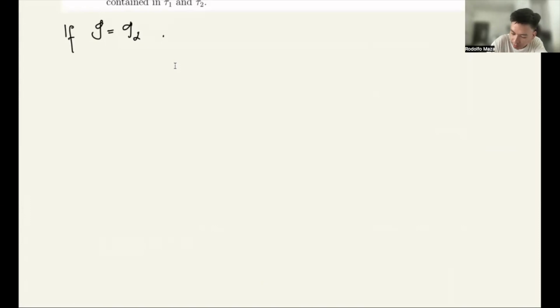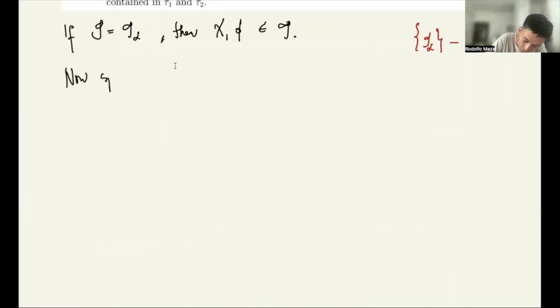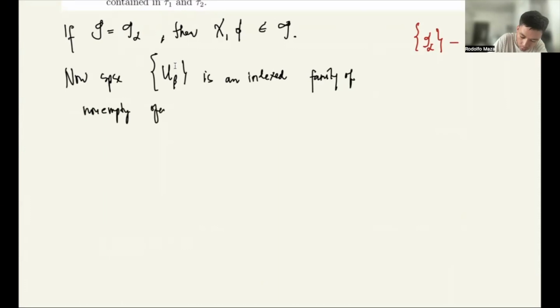this one kasi alam natin that tau sub alpha is a collection of topologies. So ibig sabihin nun, X and the empty are elements of tau. Okay. Kasi it contains all the alpha. I mean, it contains all the empty and the X in each alpha. Okay, now, suppose this one is an index family of non-empty open sets in tau. Okay, so ano mangyayari nun?